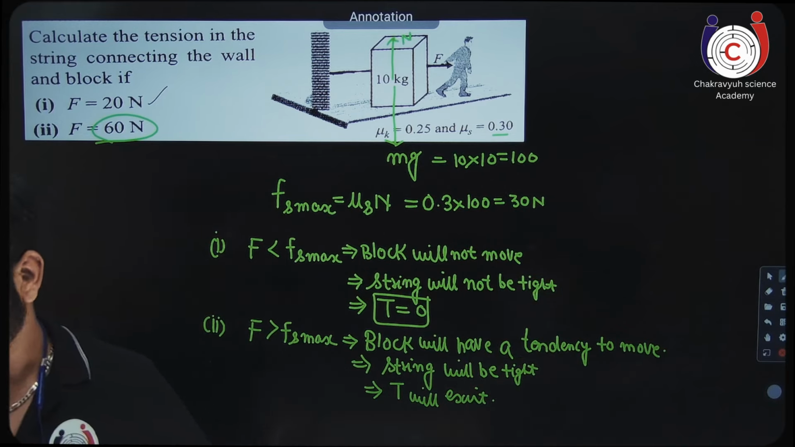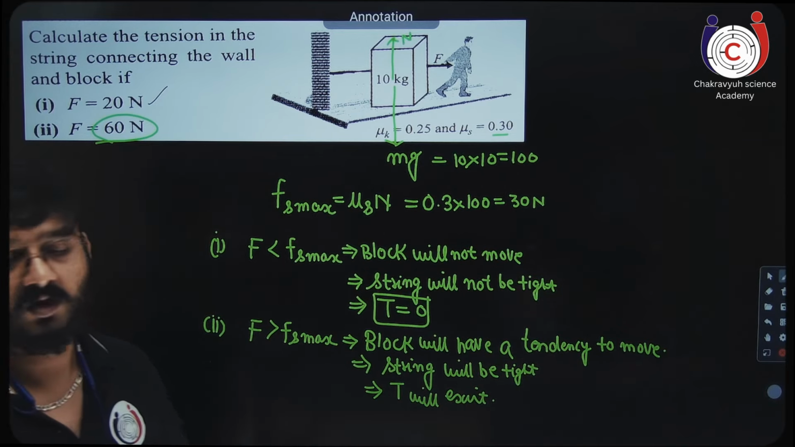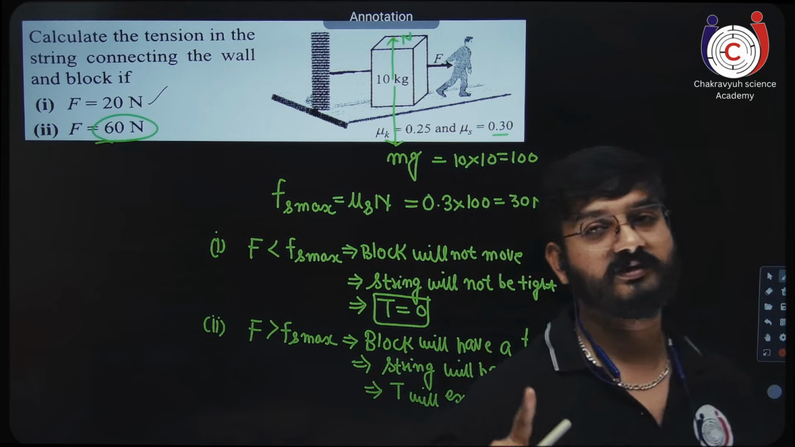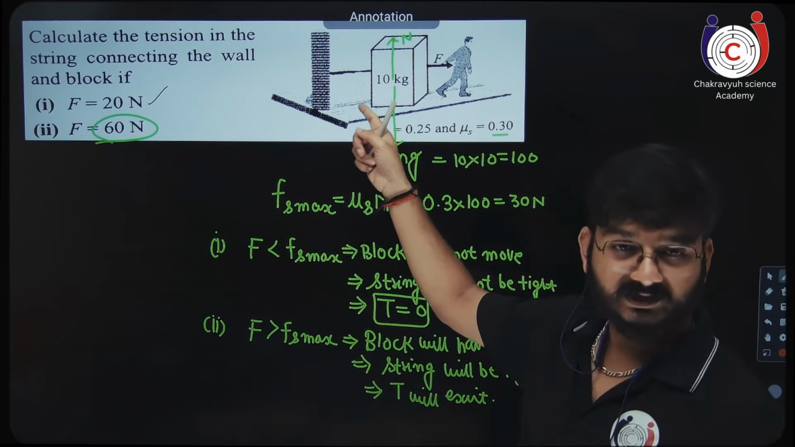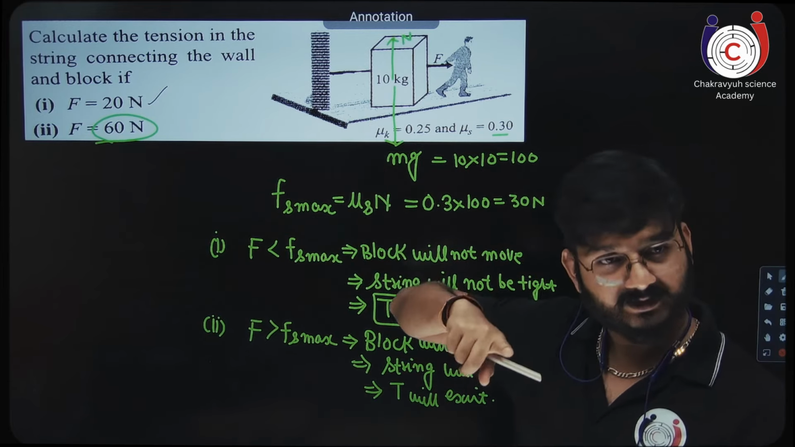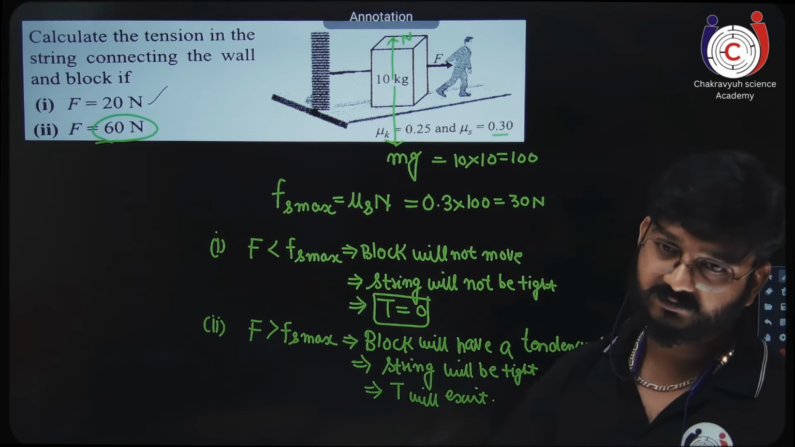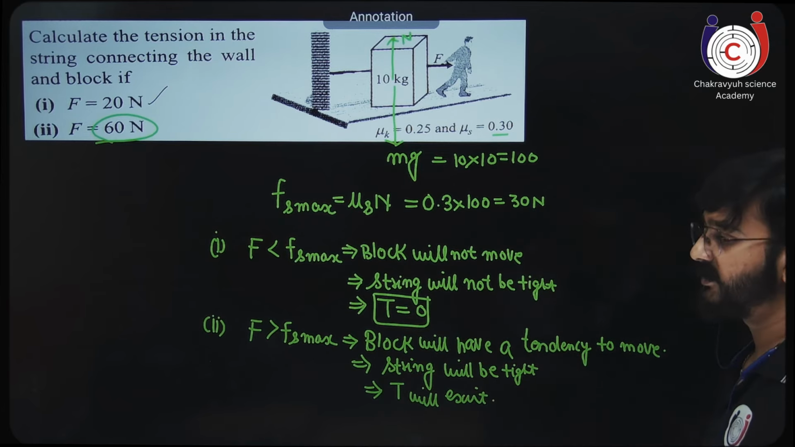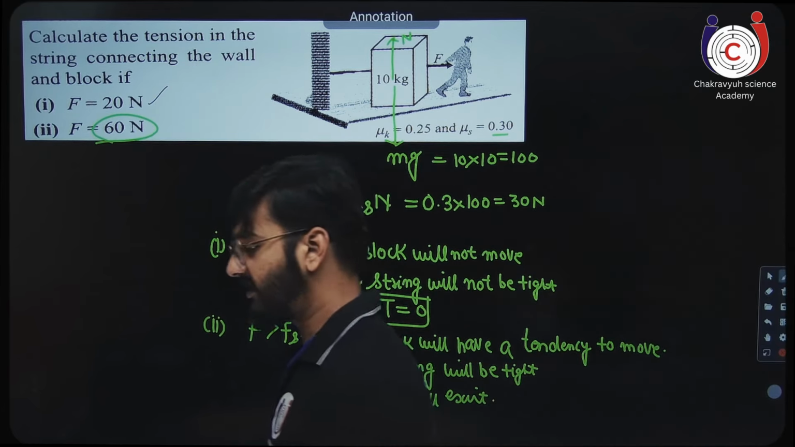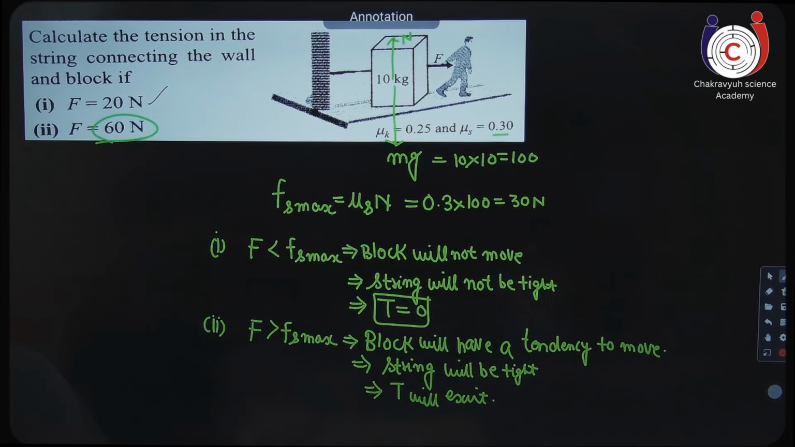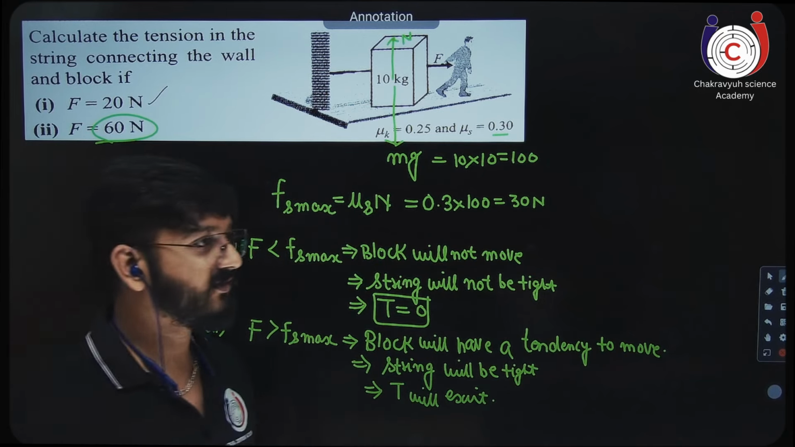Draw the free body diagram for the second case. Everyone, all of you draw the free body diagram for the second case. Force is there. Tension will be there now. Yes, friction will be there. Show all the forces for the second part: tension, force, friction. All of you try. Don't worry about right and wrong. Try it. You should not have fear.